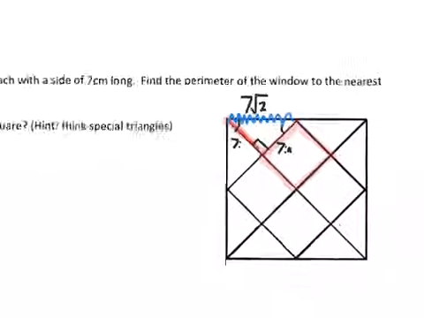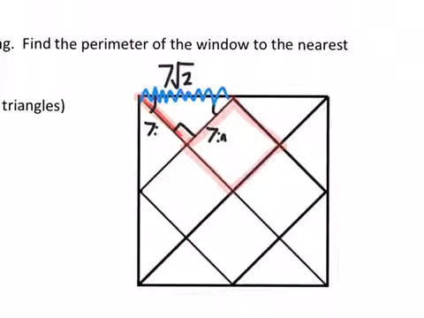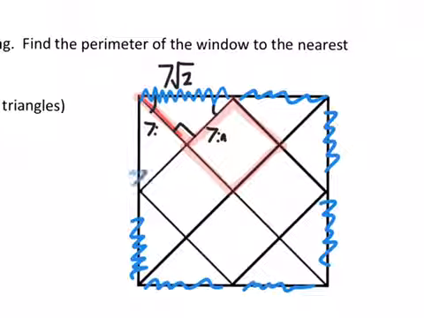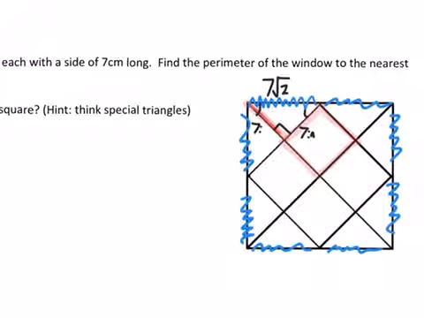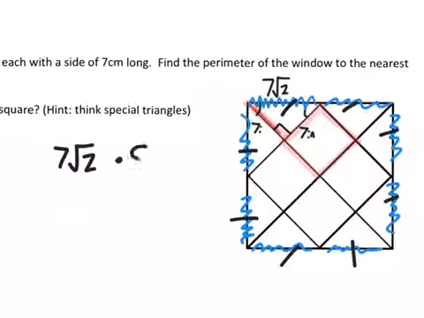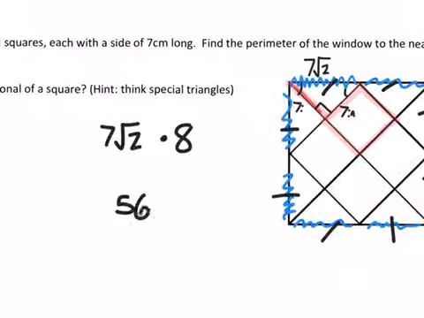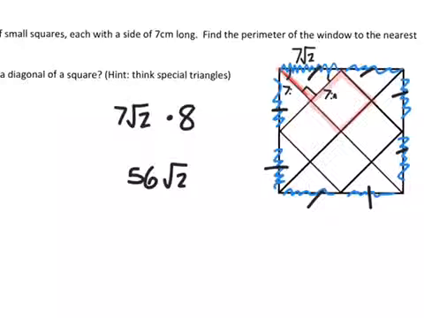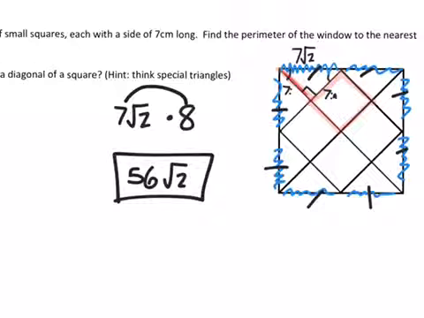Right? Now this problem wants to know the perimeter of the window. So if each one of these blue shaded sections are 7 square root of 2, right, what we find ourselves working with here is we've got each one is 7 square root of 2. And how many do we have? Well, we have 1, 2, 3, 4, 5, 6, 7, 8. So 56 square root of 2 would be the perimeter, because of the 7 times the 8 there, of this scenario.